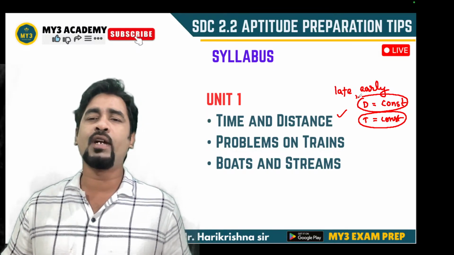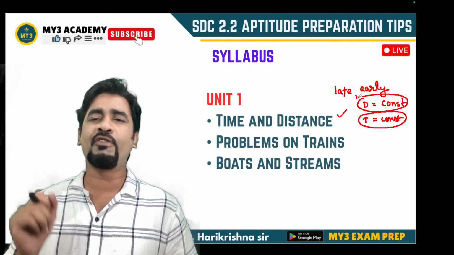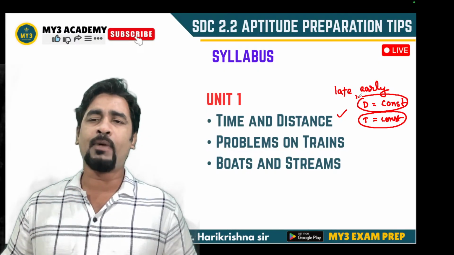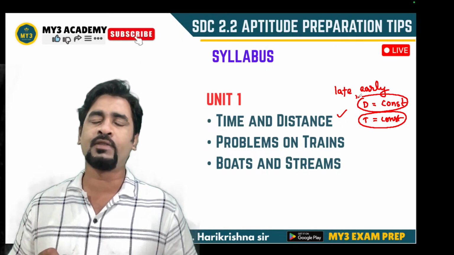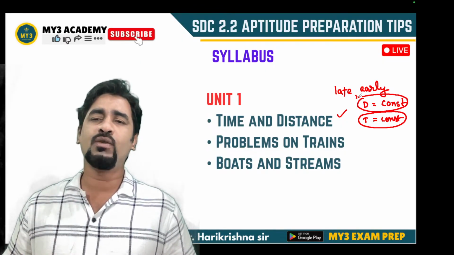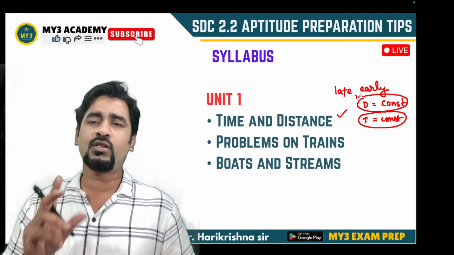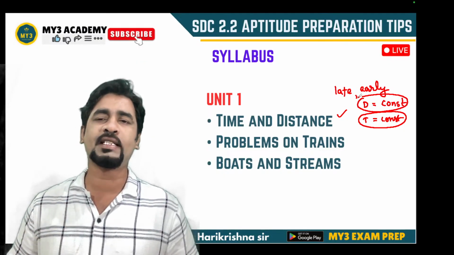For example, you have a question like this: a car moving with a speed of 6 km per hour reached the office 10 minutes late. The next day, moving with a speed of 9 km per hour, it reached the office 8 minutes early. Then what is the distance from home to office? This type of question, the late and early model, is a very important repeating model and the most repeated question in all the other competitive and placement exams. So please do not skip that.